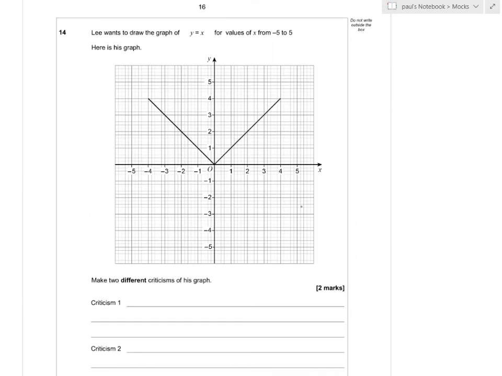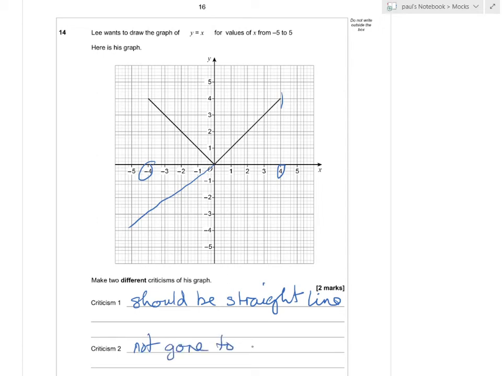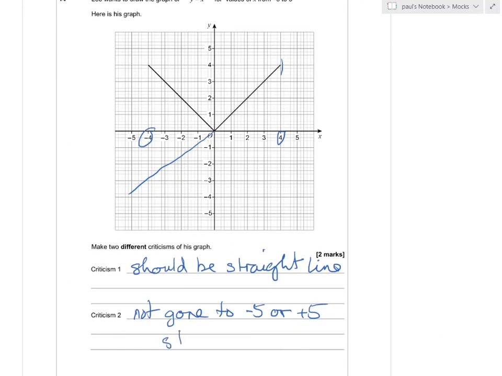Okay. Lee wants to draw a graph of y equals x for values of x from -5 to 5. Here's his graph. Make 2 criticisms of the graph. Criticism 1: it should be a straight line. And criticism 2, what else has he done? Well, he's gone up to 4. He's not gone to -5 or +5. He stopped at 4. Alright, stopped at 4 and -4.